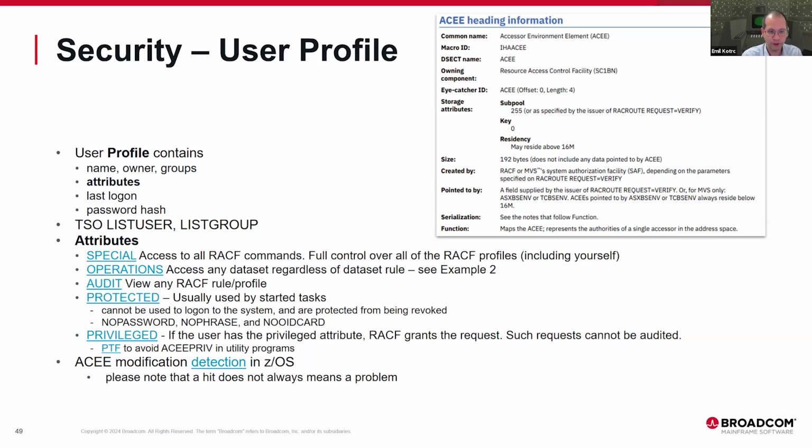Fortunately, in z/OS 2.5, I believe, IBM introduced this functionality called ACEE modification detection. So now you can turn this on and monitor if there are some programs that do it. On the other hand, there are some legitimate usages of this ACEE control block.